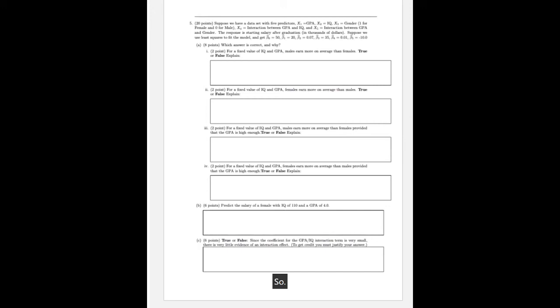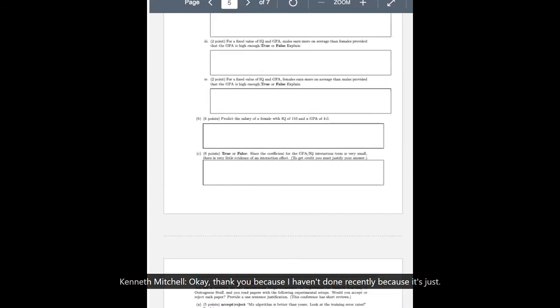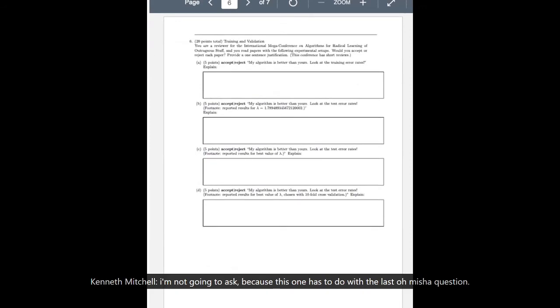And then, of course, these down here are the easier ones. For fixed value GPA, females or the males, provided that the GPA is high enough. So it depends on the GPA. But I'm not likely to ask this one anyway, because I haven't recently, because it's just always confusing. And then this one I'm not going to ask because it has to do with lasso, ridge regression.